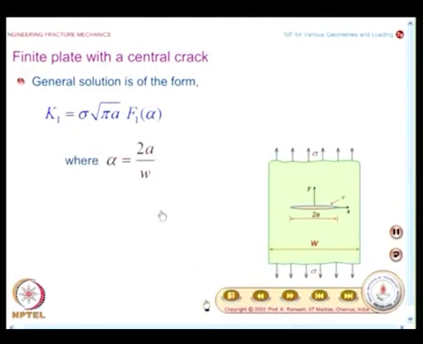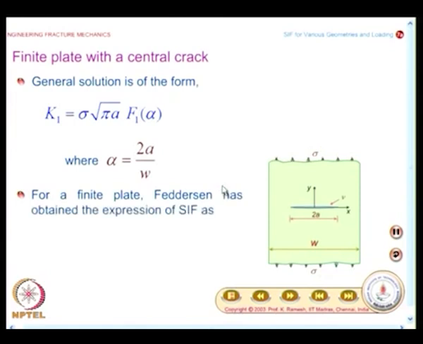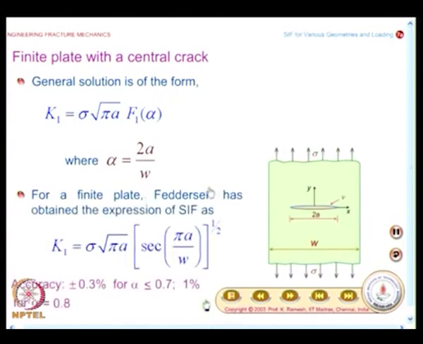So, the general solution you could write in the form sigma root pi a times a function of alpha, where alpha equals 2a by W. For this case, I have the crack length as 2a, and width is W. And what Feddersen did was, I mentioned you have the solution of Isida, he did a fitting for the results and he obtained an expression for K which is given as sigma root pi a, multiplied by secant of pi a divided by W, whole power half, and this is known as the secant formula.